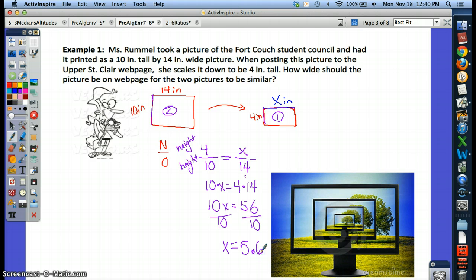What were we asked to find again? How wide should the picture be? So your answer should have units on there. 5.6, or 5 6/10 inches, is the width of the picture to keep it proportional. Again, this proportion could be set up more than one way, but that's the way I like to set it up. Let's try another one.